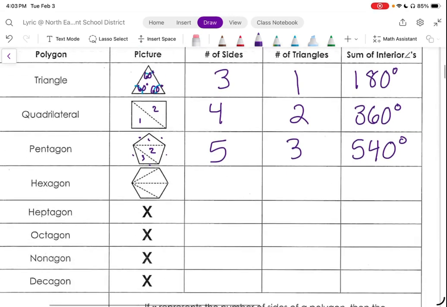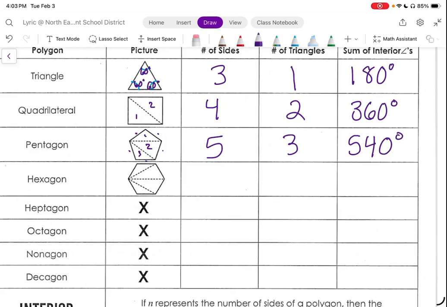All right, I want you to pause the video and take a few minutes to try and fill out the rest of the table here, but I will tell you this has 6 sides, 7, 8, 9, and 10. So go ahead and pause the video, see if you can figure out the rest of it based on the pattern.